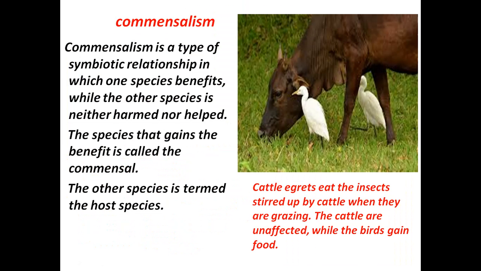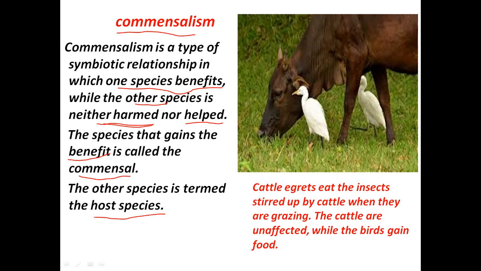And second is commensalism, another type of positive interaction. So commensalism is a type of symbiotic relationship in which one species benefits while the other species remains unharmed. It's neither harmed nor helped. The species that gains benefit is called the commensal, and the other species that is unharmed is called the host species.